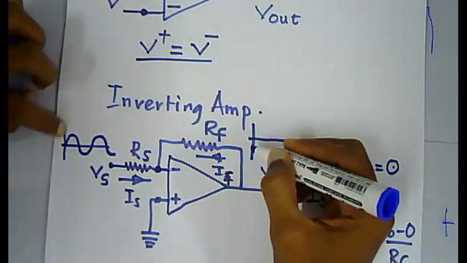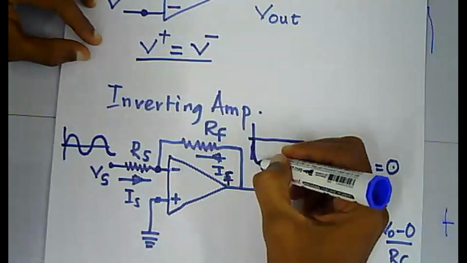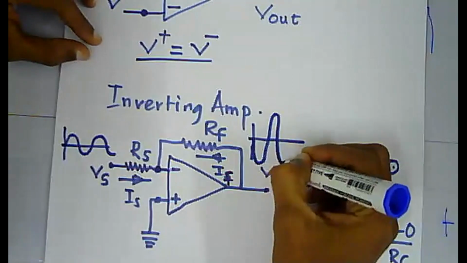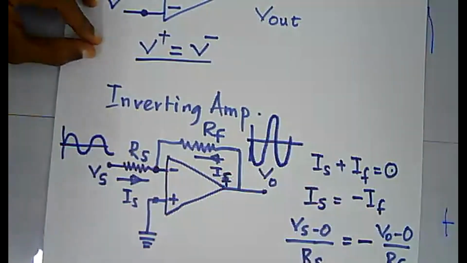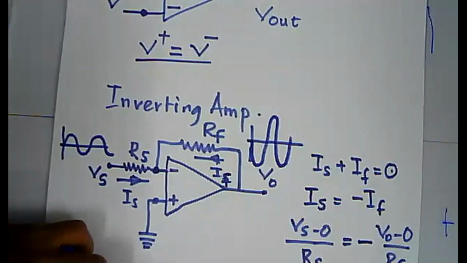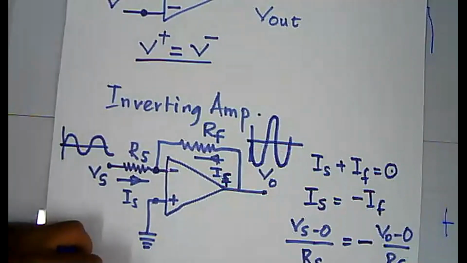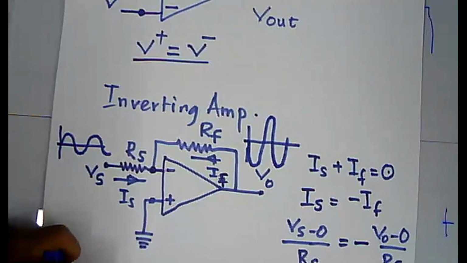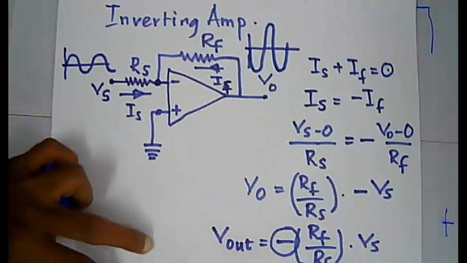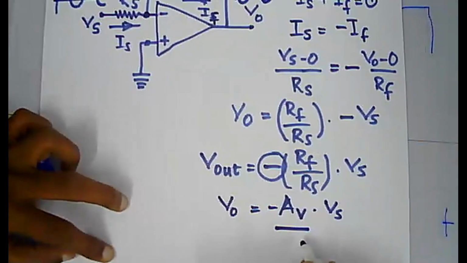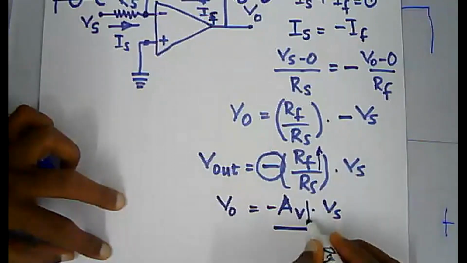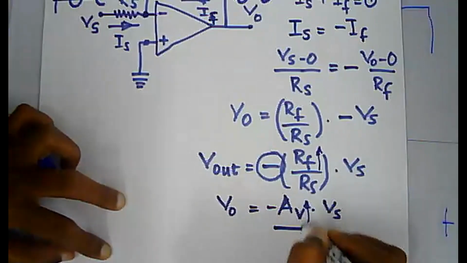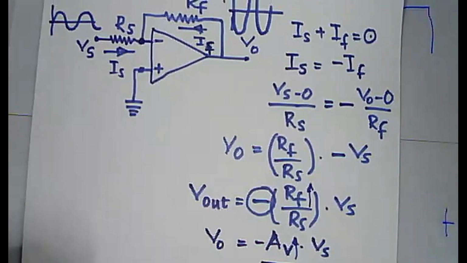For example, if the input is in the positive half cycle, at the output you will have the signal in the negative half cycle, something like this, but the amplitude will be different, right? That will be scaled by a factor of Rf over Rs. So by changing the values of Rf and Rs, you can tune the voltage gain Av. If you increase the Rf value, your Av is going to increase. If Rs is increased, your Av is reduced, right?